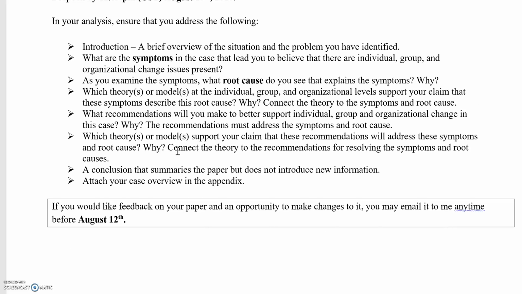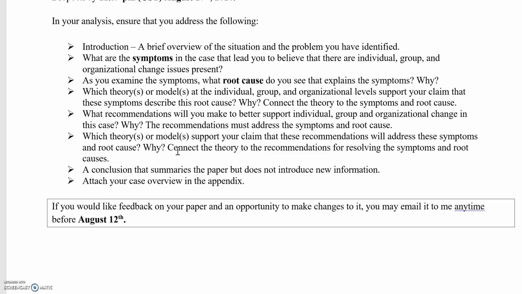How do you frame your analysis then? In your introduction, give a brief overview of the situation. I do not require a detailed explanation of the case. That is your case overview, that's done. This is just a brief idea of what you're going to be discussing and the problem you have identified.